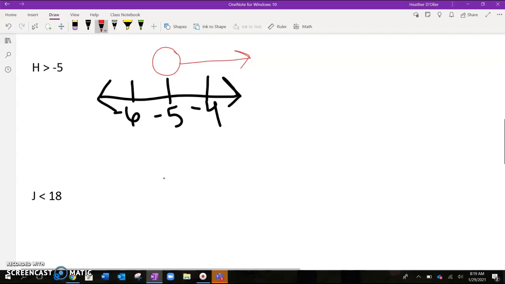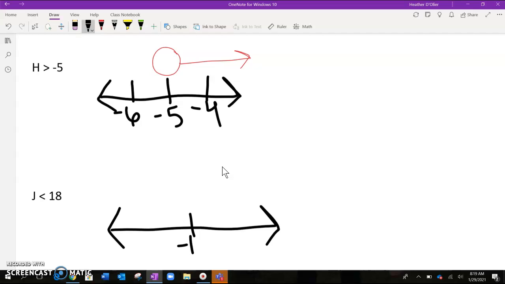This thing doesn't like to move up and down smoothly. Sorry, I apologize. This one is j is less than 18. So I'm just going to put 18 in the center. I'll put 19 over here. Why did I make those negative? I got stuck in the negative idea. And 17 over here.